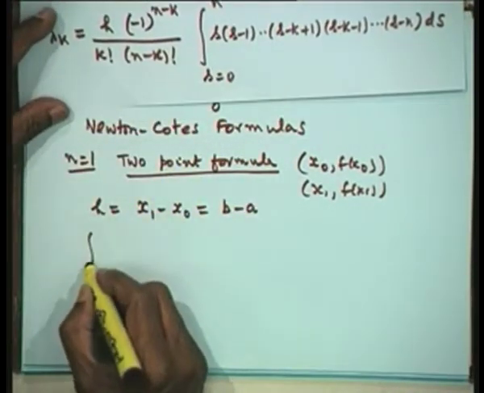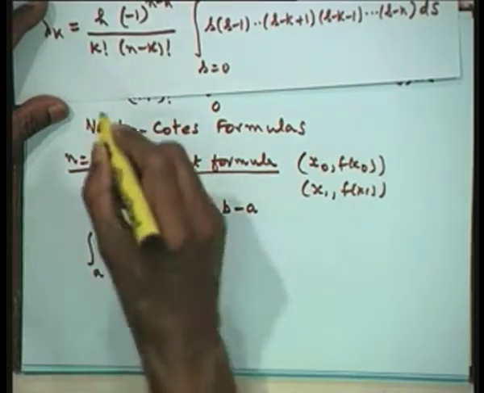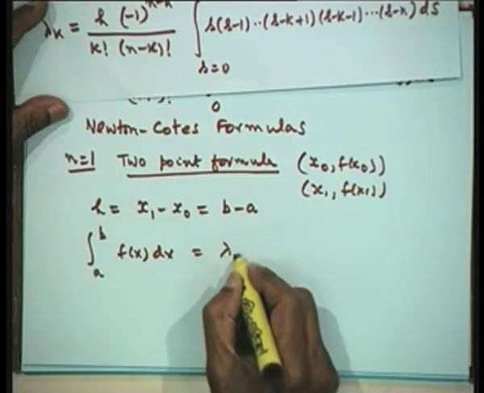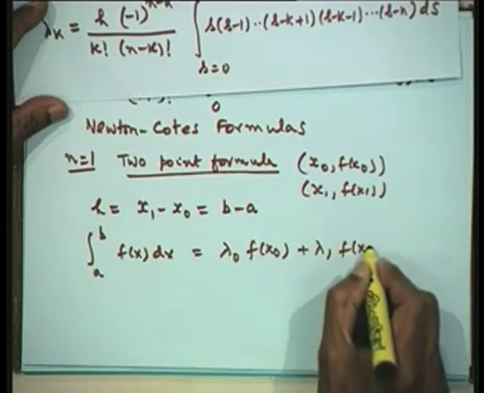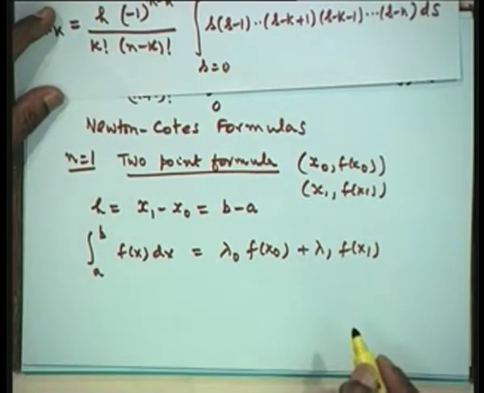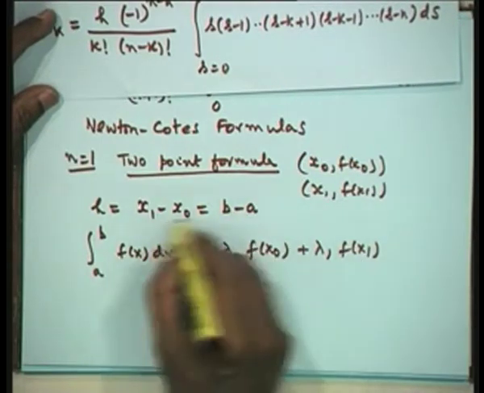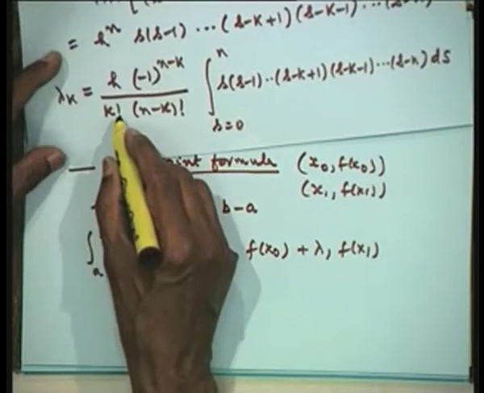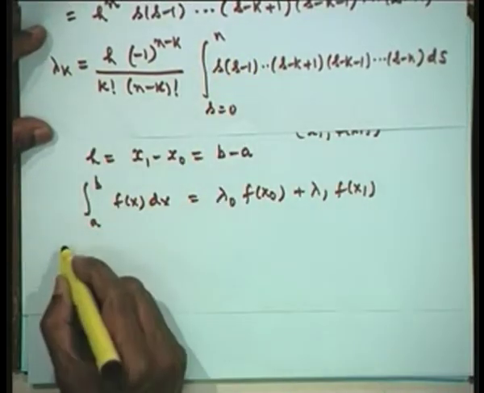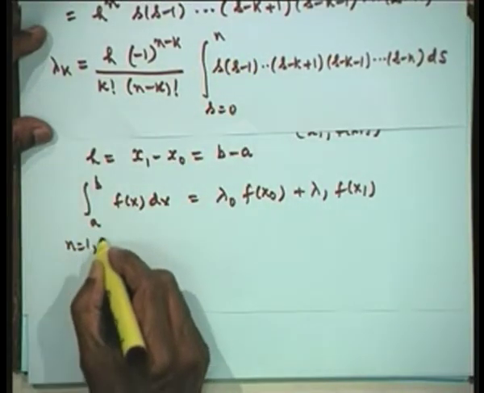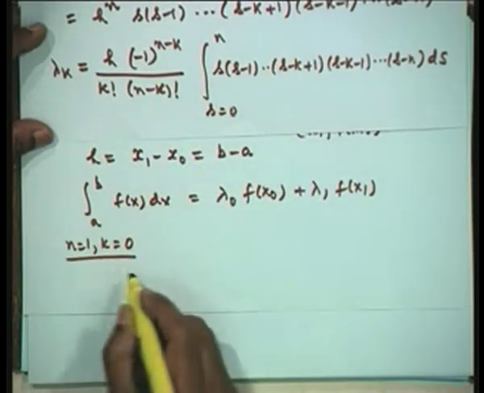The formula will be integral of a to b f(x) dx, w is equal to 1. So, f(x) dx is lambda_0 f(x_0) plus lambda_1 f(x_1). This is our formula, of which x_0 and x_1 are fixed as a and b. Now, lambda_0 I can obtain from here. Let us substitute k is equal to 0 in this to get our value. So, I have to put n is equal to 1, k is equal to 0.